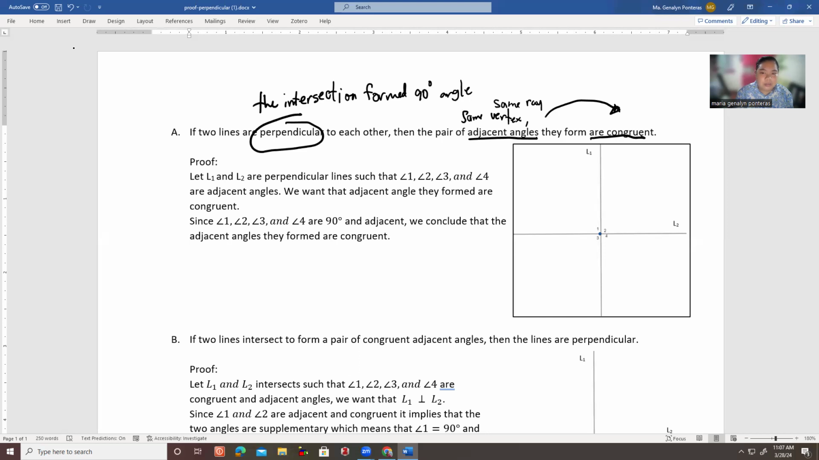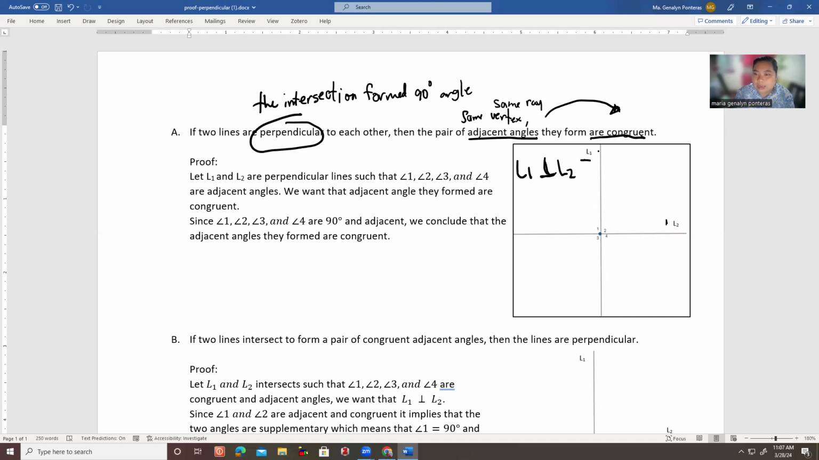Let us consider the figure here at the right side. You have here line 1 and this is line 2. If line 1 is perpendicular to line 2, how many angles do we have here? They form 4 angles. We have here angle 1, 2, 3, and 4.